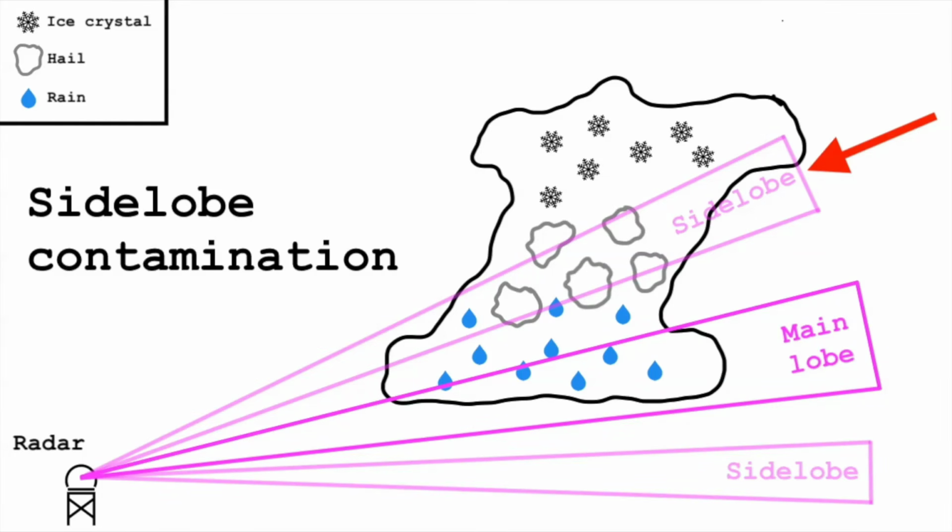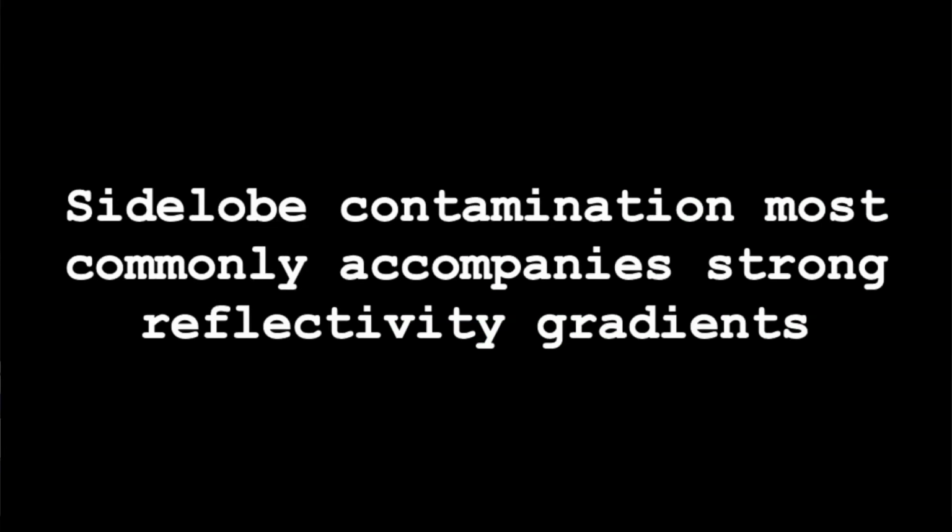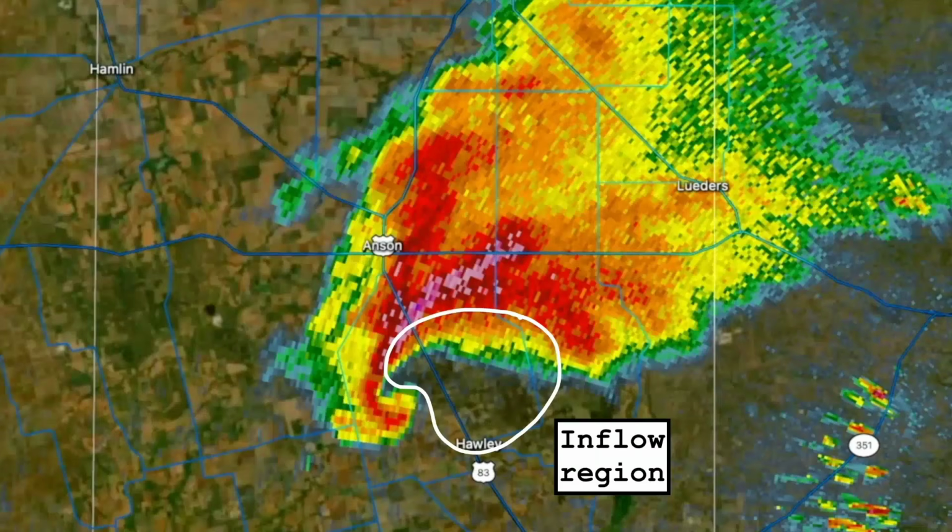Again, most of the time, side lobe contamination is not an issue, but it can be a major problem in regions with sharp changes in reflectivity, either horizontally or vertically. As it relates to storm chasing, a textbook example of this is in the inflow region of a supercell, which often features a strong vertical reflectivity gradient.